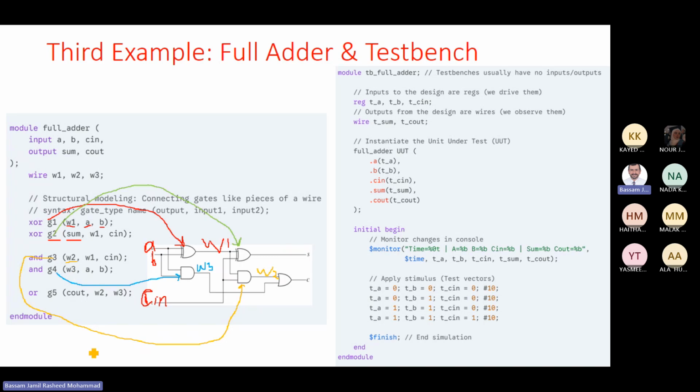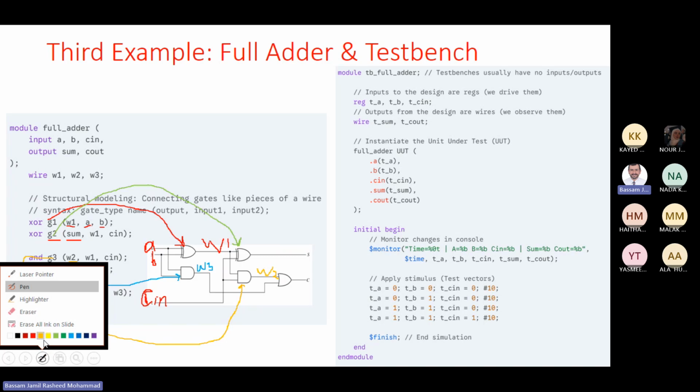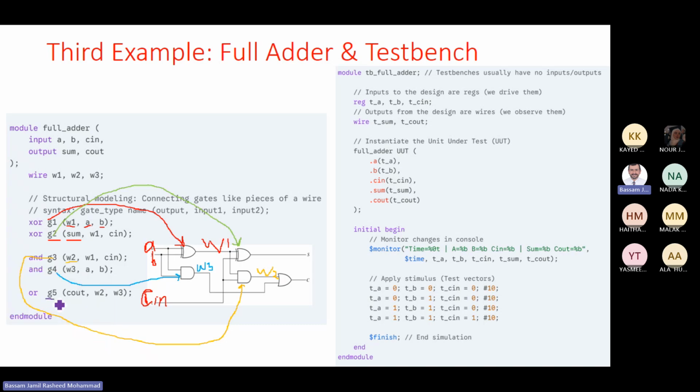And then finally, let me have another color here. Finally, what do I have? This magenta, probably. All right, which is this gate here, G5, which is this one right here. Okay, which will take W3 and W2 and produces C out, which is this one here. This is my C out. Okay, so again, what I have done, I have described the structural design. Structural means gate level.